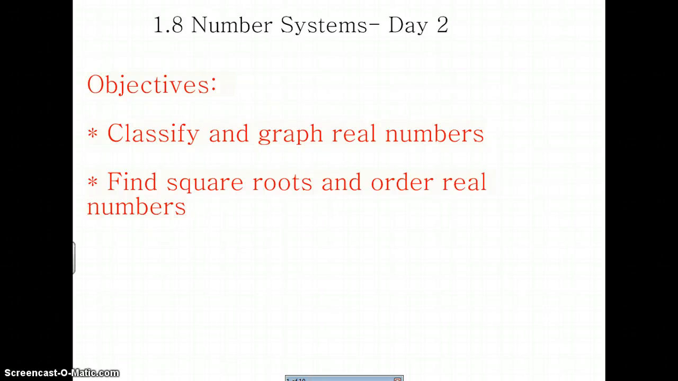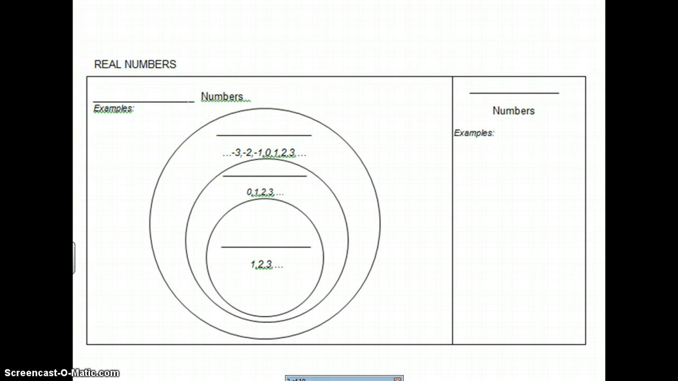All right, welcome to Number Systems Day 2. Again, the objectives today are the same as yesterday. We're classifying and graphing real numbers, finding the square roots of different numbers, and ordering real numbers as well. So again, we're using today just as a chance to solidify our understanding, to make sure we understand what we covered yesterday in our lesson online and then our in-class assignment today.